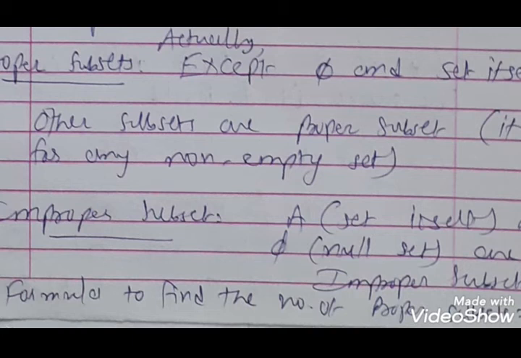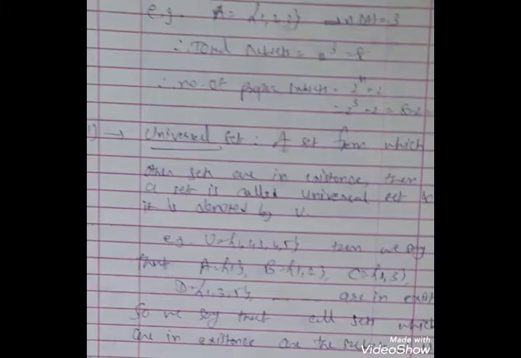And to find the number of proper subsets, we use the formula 2 raised to n minus 2, meaning from the total subsets we have to remove 2 improper subsets, then we get the total proper subsets. As we discussed earlier, set A has 3 elements, which are 1, 2, 3, so the total subsets will be 2 raised to 3 equals 8. So the number of proper subsets will be 2 raised to n minus 2, meaning 2 cubed minus 2, so 8 minus 2 equals 6 proper subsets.